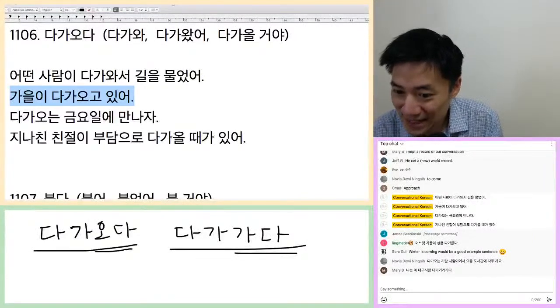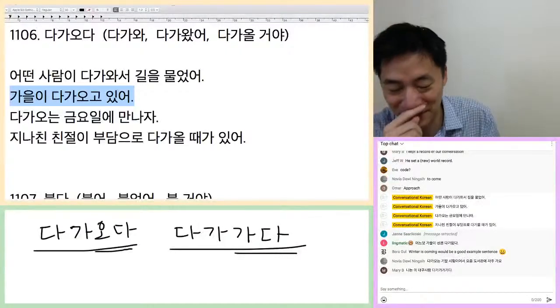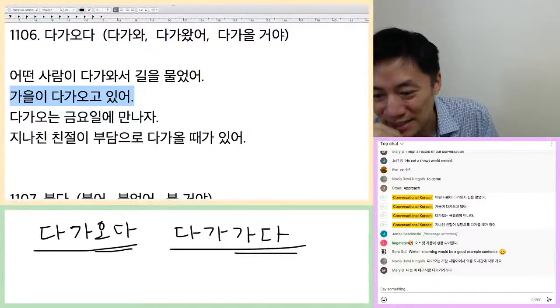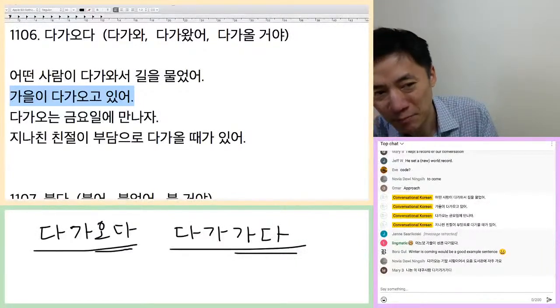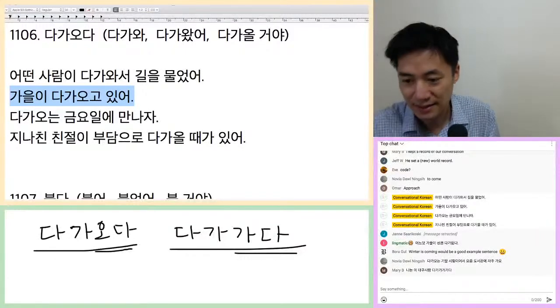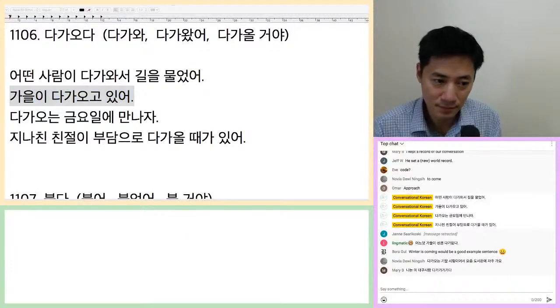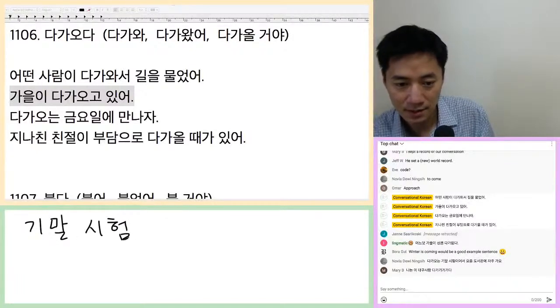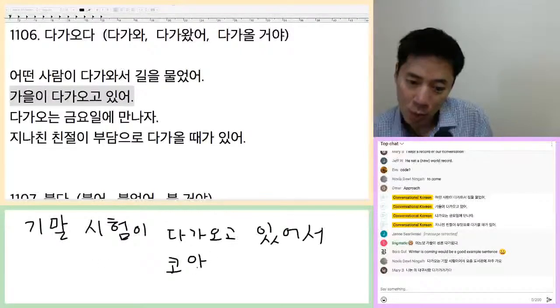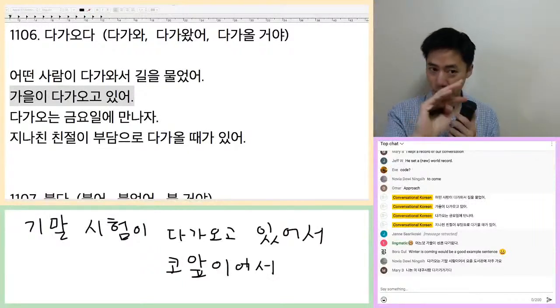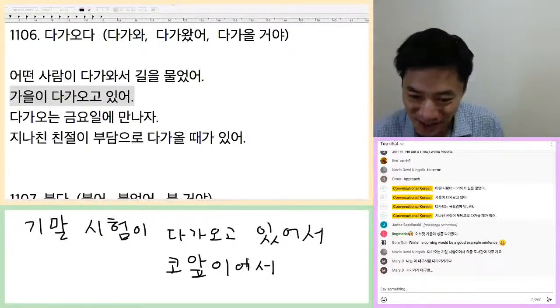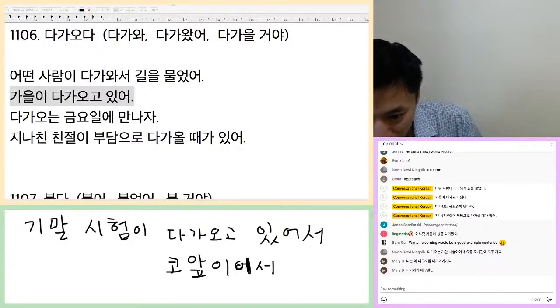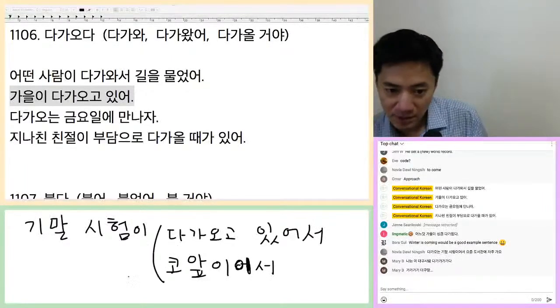다가오는 기말 시험이어서 요즘 도서관에 자주 가요. Oh, it's more natural to say 기말 시험이 다가오고 있어서. Like 기말 시험이 다가오고 있어서. Or 코앞이어서. In front of your nose, 코앞. Really approaching. Really close to you. 코앞이어서. You can also use this one. Either way. Maybe this one is more commonly used, I guess.